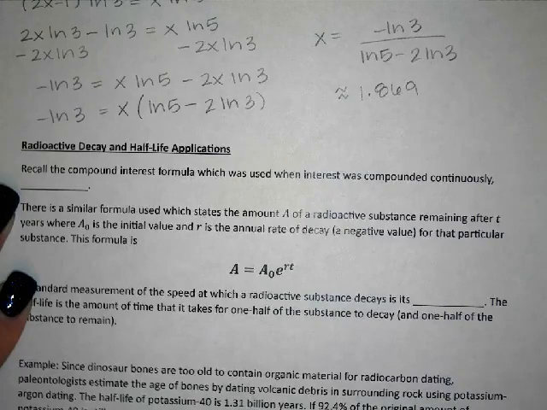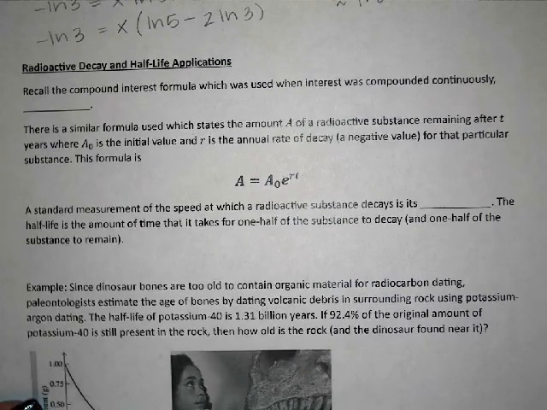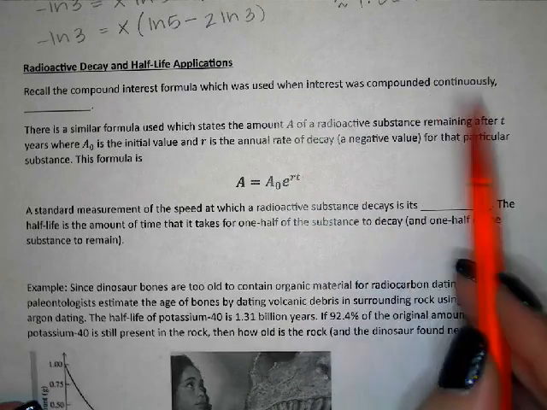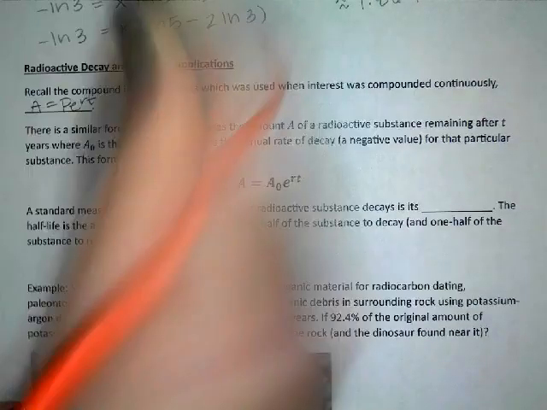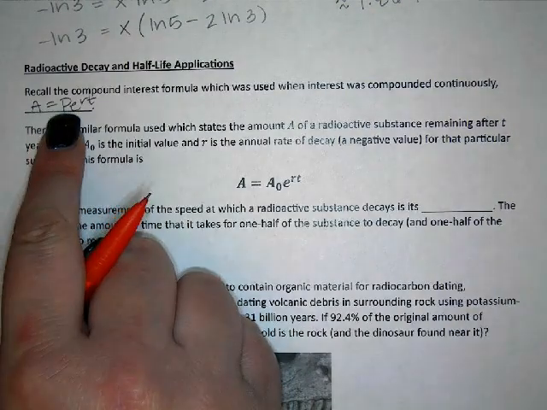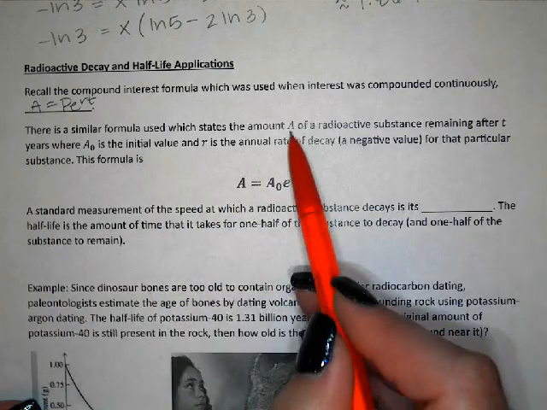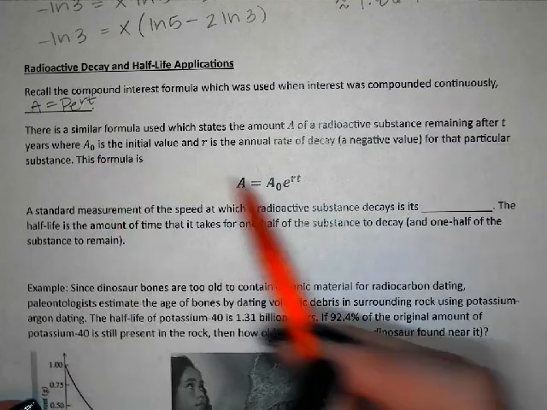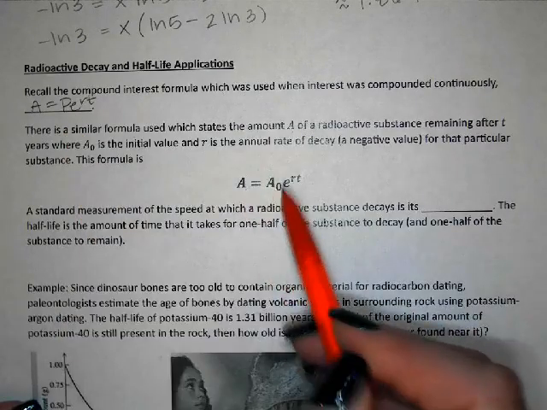I chose to focus in on radioactive decay and half-life applications, and that's because they're related to the compound interest formula. So when we had compounded continuously as kind of the keywords in the problem, we had A equals Pe^(rt). The final amount was the principal or the starting amount times e to the rate times time. So there's a similar formula used which states the amount A, this final amount, of a radioactive substance remaining after t years, where A sub 0 is the initial value, so we're using A sub 0 instead of using P. So instead of principal, we have an initial value, A sub 0. And r is the annual rate of decay, and since it's decaying, it's going to be a negative value.